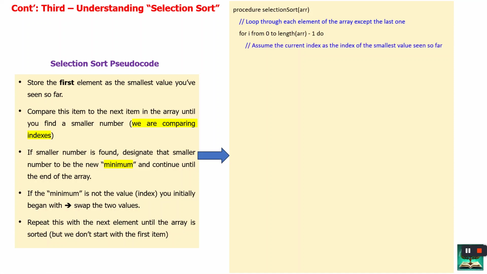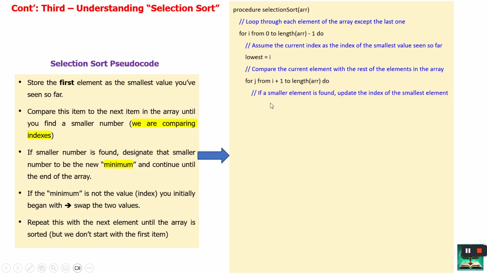And then you assume the current index as the index of the smallest value seen so far. So we take always lowest equals i. As you can see, i starts from 0, so we consider the first element in the index is the lowest, or the smallest. And then you compare the current element, which is i now, with the rest of the elements in the array. So that's when you have another value, j, to go from i plus 1, because you don't want to start from i anymore, you want to start from the next element. Remember, that's what we've just discussed, to the length of the array.